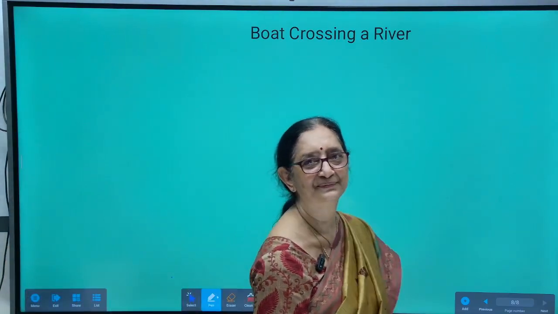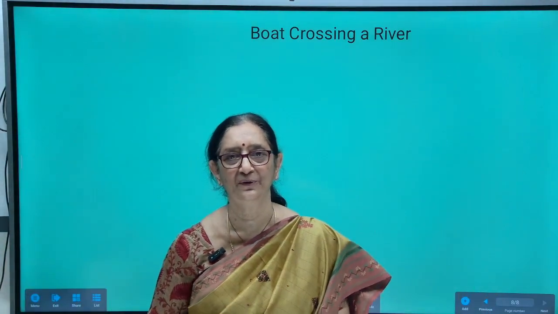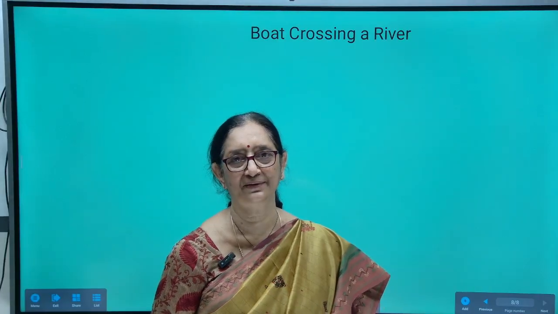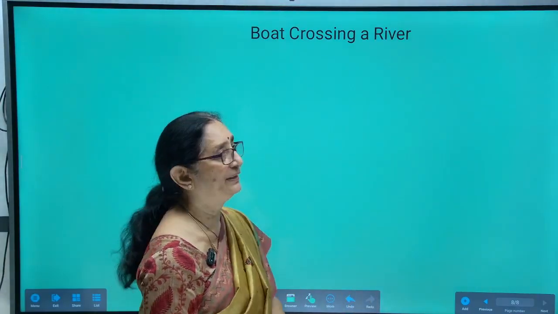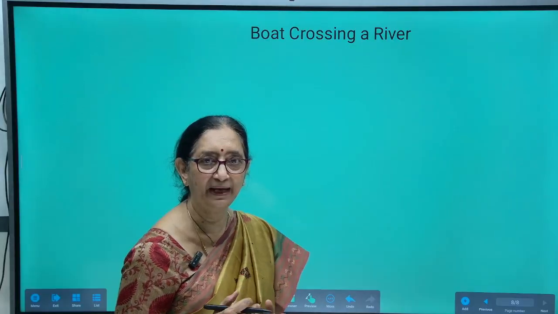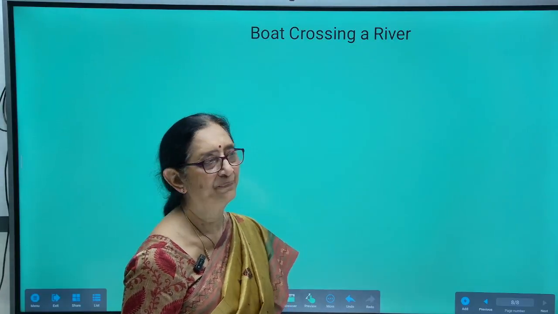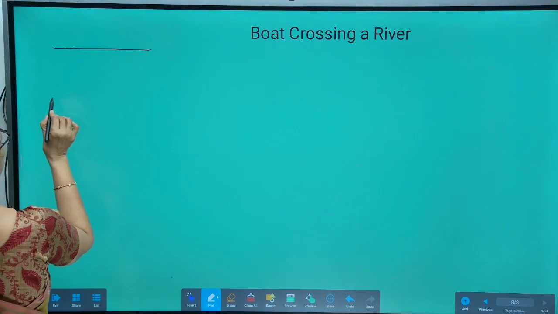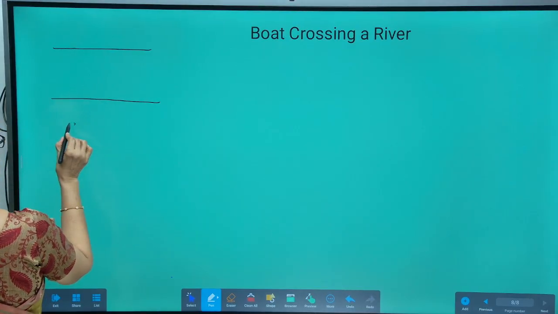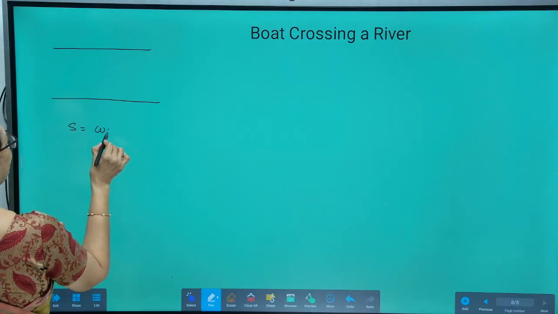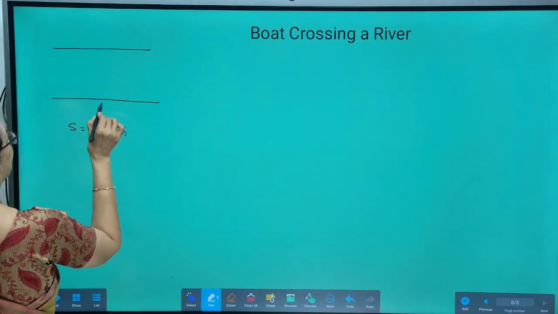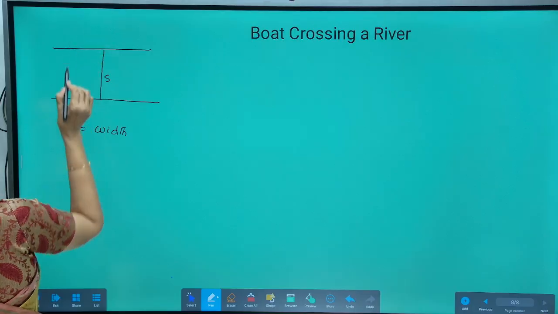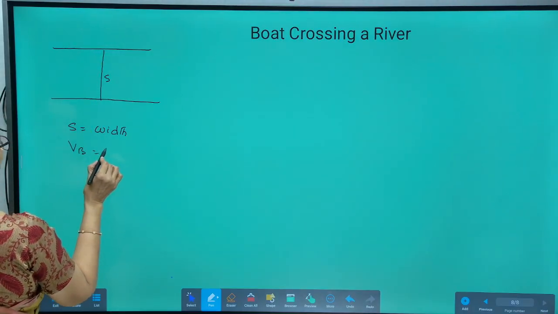Good morning. In this session, I am going to explain the problems based on resultant velocity, in particular in the case of a boat crossing a river. So, here let us consider a river of width S. Let S be the width of the river.